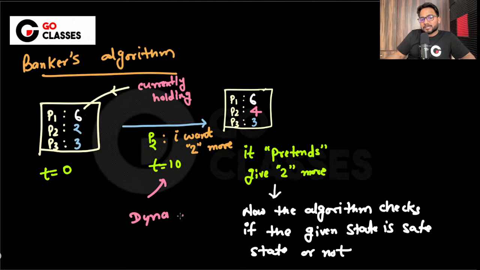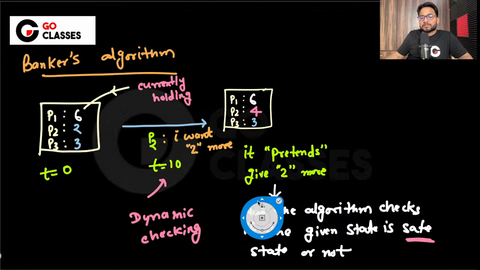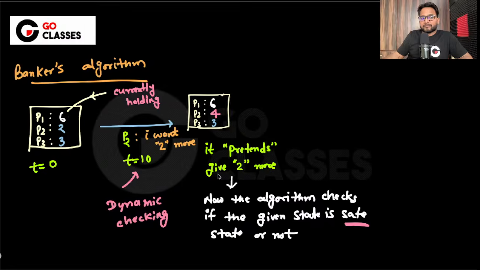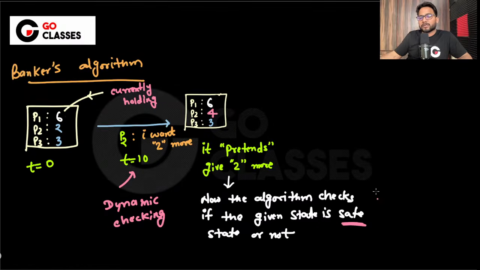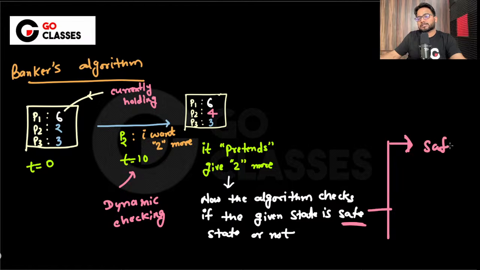So basically this is a dynamic check. At t equal to 10, it is asking for some resources. If you give some resources, it first pretends that you give, and after that it checks whether it is in a safe state or not. Now suppose the check succeeds, which means after this check you get to know that the system will go to the safe state.